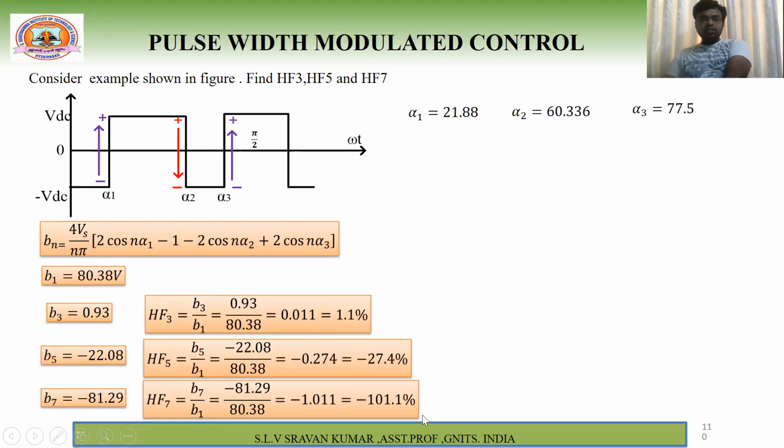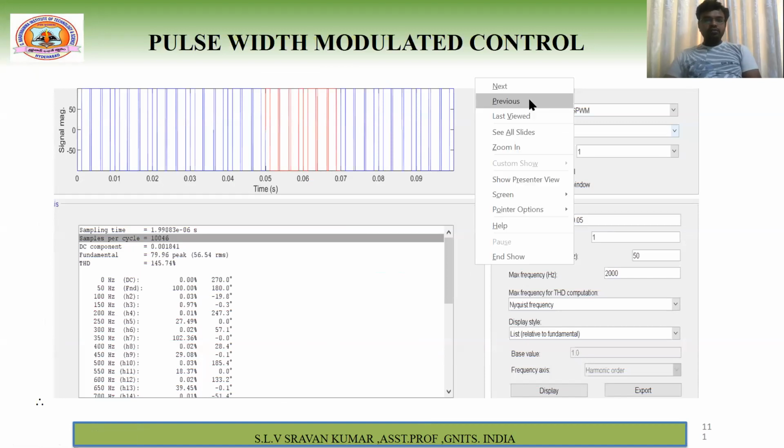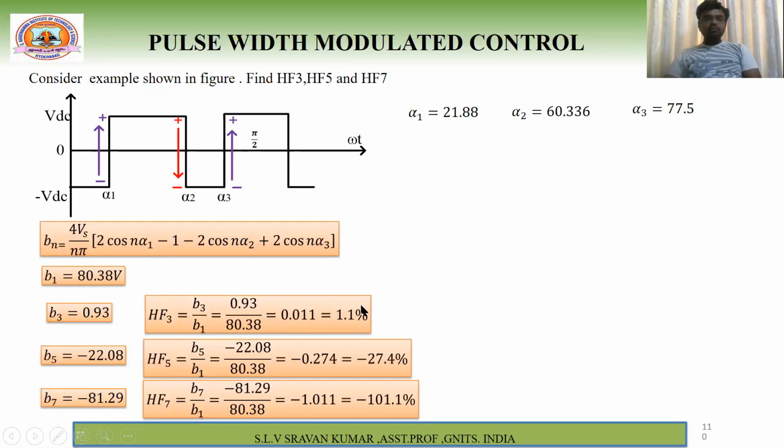Now if you observe the simulation, what I have done, so this one. Just now we have discussed this, you can go through it once again. So what is the B3 harmonic factor? 1.1. Harmonic factor 5, what happens? 27.4. Harmonic factor 7, how much? 1, not 1.1. Please remember this and just observe.